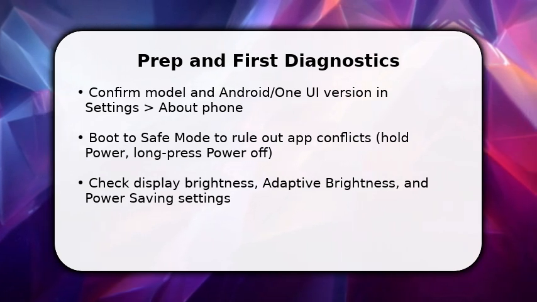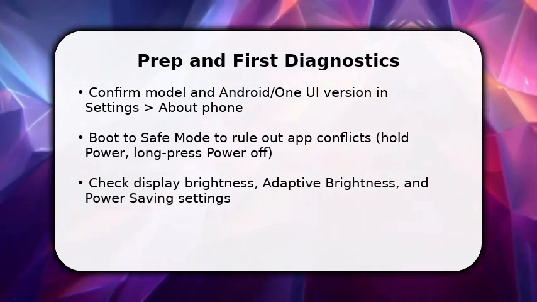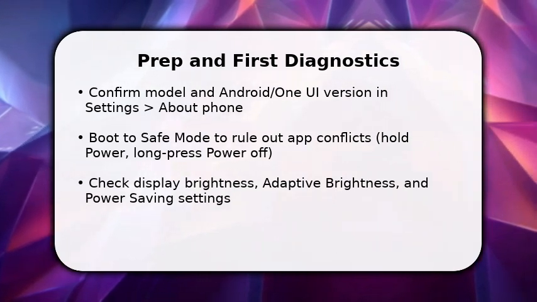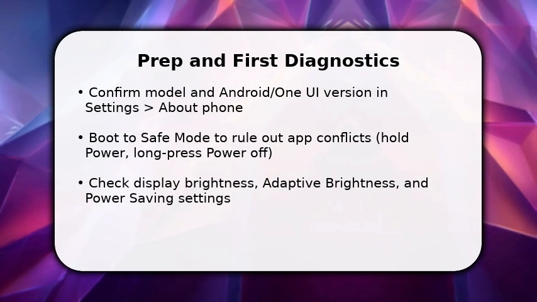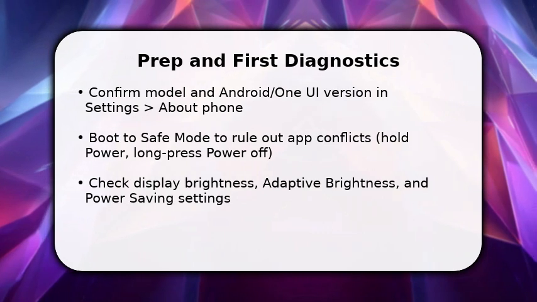Once done, inspect adaptive brightness and power saving. These change gamma and max brightness to save battery. Make sure you test at different ambient light levels while noting whether the fade is uniform or patchy. That detail guides hardware versus software steps.